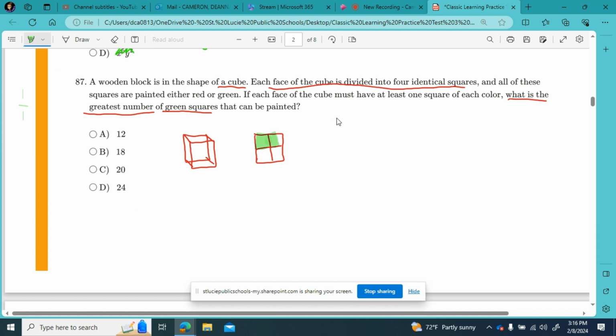I can paint 1, 2, 3, and have the last one be red. And how many faces are on my cube, right? I've got a top and a bottom, a side and a side, and a front and a back. So I have 3 green squares times the number of faces on a cube. And think of a cube. What's that the shape of? Like a dice. How many numbers on a dice? We've got 6 faces, so 3 times 6. Our answer is 18.